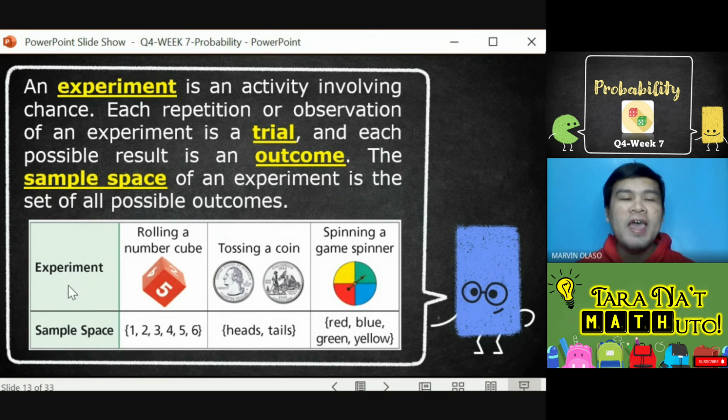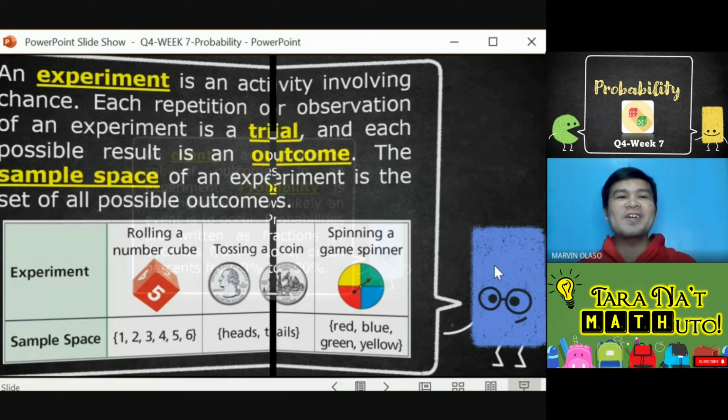And we have another example of experiment, spinning a game spinner. Ayan, yung ruleta. So, ano yung mga sample spaces natin dyan? We have red, we have blue, green, and yellow. Okay. Kung 3 beses ka nag-try, so meron kang 3 trials. Okay. So, kung ang lumabas, for example, dito sa picture natin, ang lumabas ay green, so yun yung outcome. Green. Kung ano yung lumalabas o yung result na ginagawa mo every try, so that's the outcome.